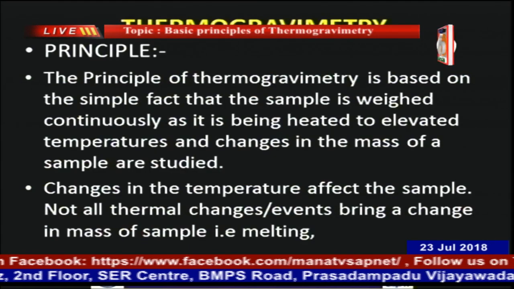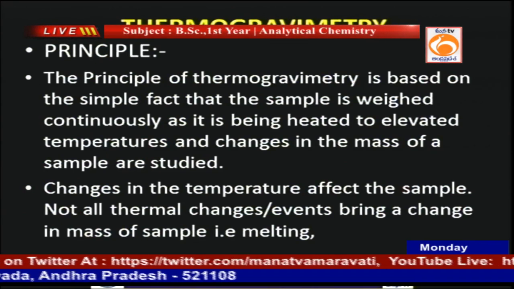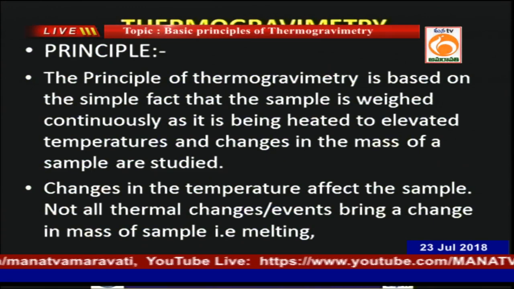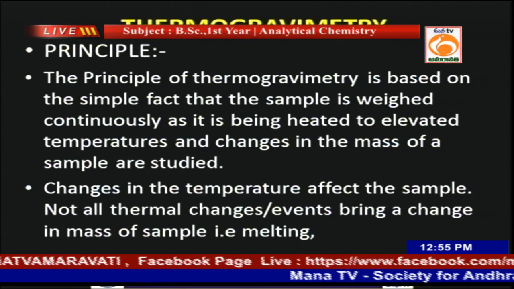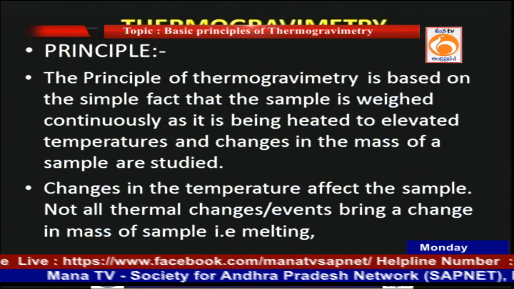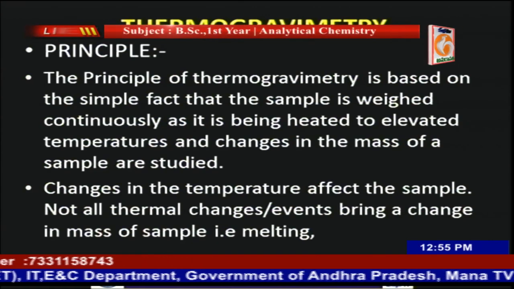The principle of thermogravimetry is based on the simple fact that the sample is weighed continuously as it is being heated to elevated temperatures, and changes in the mass of the sample are studied. Here, when you give a temperature in a gradual manner to a sample in a set of conditions in the equipment, you will measure the loss of weight, or changes in that particular mass will be observed in this technique. Changes in temperature affect the sample. Not all thermal changes bring a change in mass. Sometimes melting also happens. So there are certain theoretical aspects which I have explained here: crystallization, and other thermal events such as desorption, absorption, sublimation, evaporation, oxidation, reduction. I don't want to read all these things.